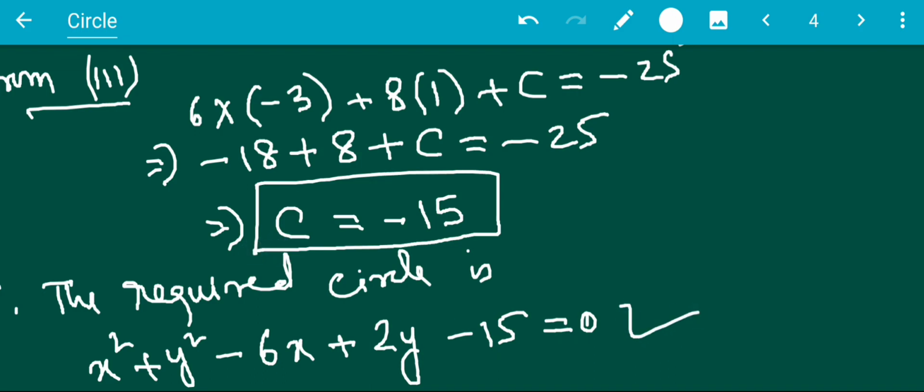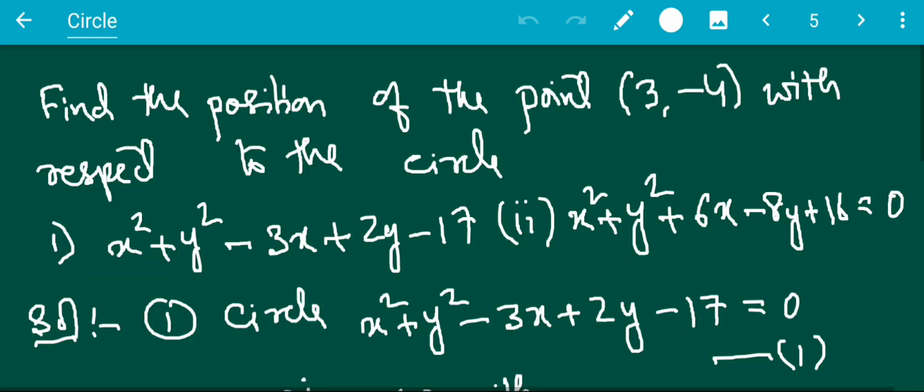Now in this question, find the position of the point 3, minus 4 with respect to this circle. So there are two circles. Suppose this is homework for you. You obtain the result and put it in the comment section. I am solving number 1.